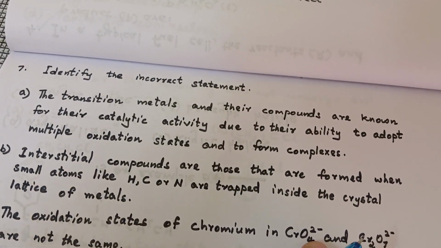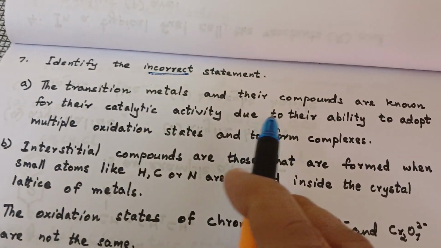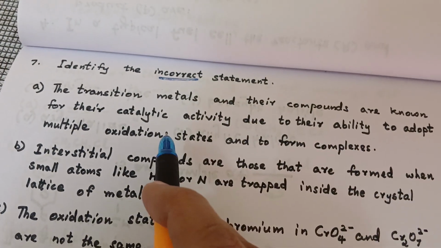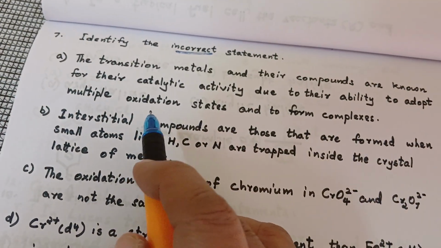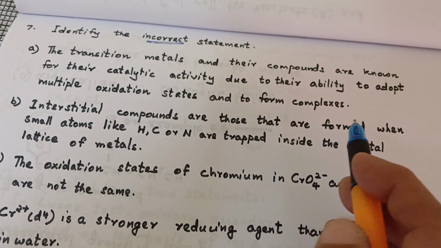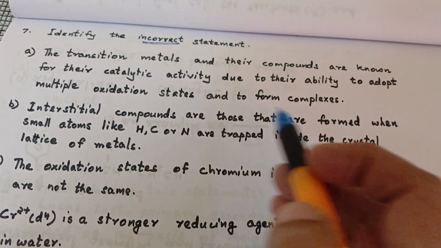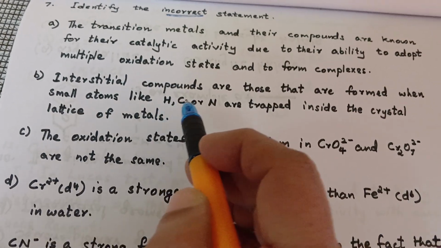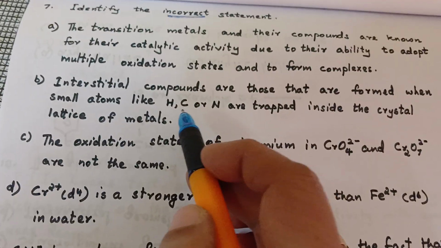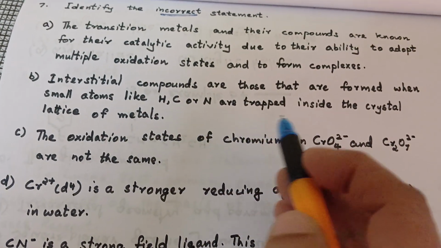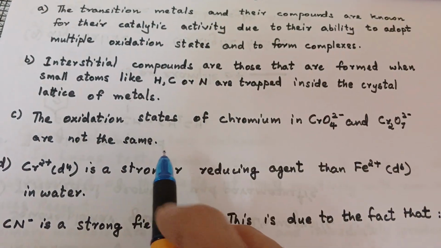Next is identify the incorrect statement. The transition metals and their compounds are known for their catalytic activity due to their ability to adopt multiple oxidation states and to form complexes. That is correct, isn't it? Transition metals show variable oxidation states. Interstitial compounds are those that are formed when small atoms like hydrogen, carbon or nitrogen are trapped inside the crystal lattice of metals. That is also correct.